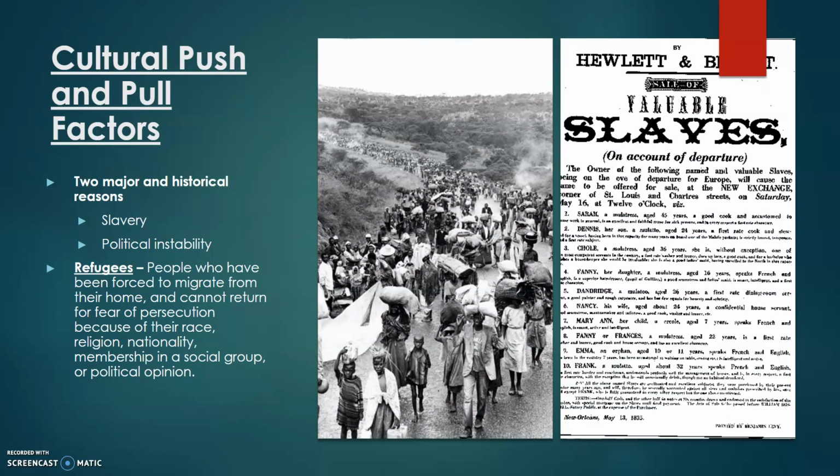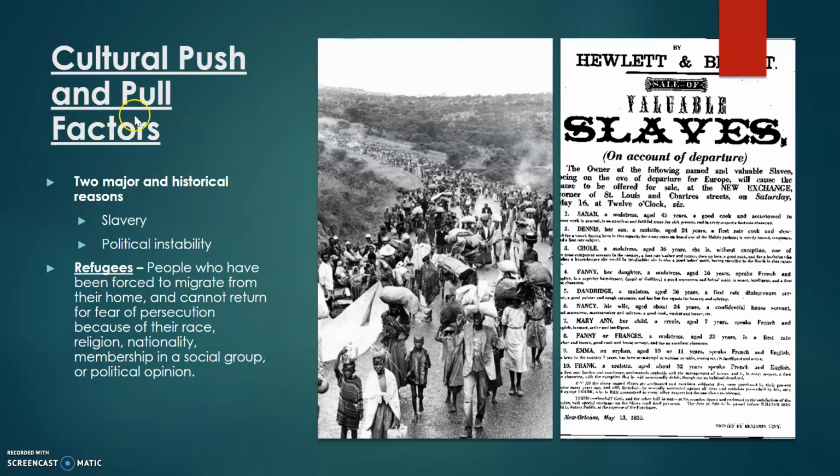Cultural is basically saying that you are seeking out something that's going to be more freedom based. The biggest cultural pull factor in the world is going to be freedoms, whether that's religious freedom, government freedoms, or freedom of speech. That's going to be the biggest thing that attracts people to a location, and the biggest thing that pushes them out is going to be a lack of those freedoms.